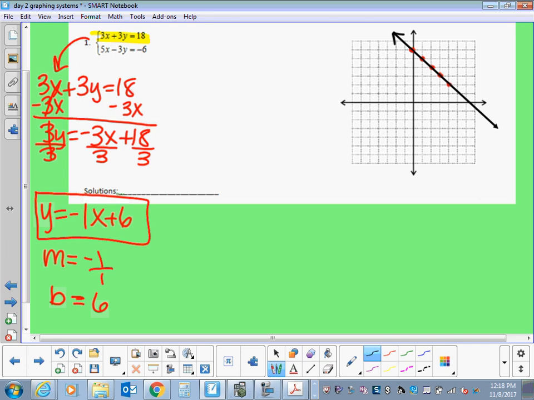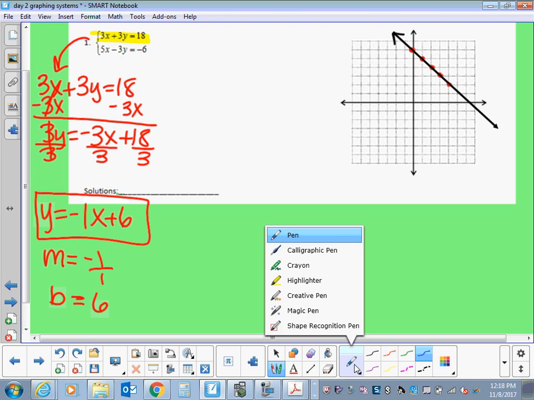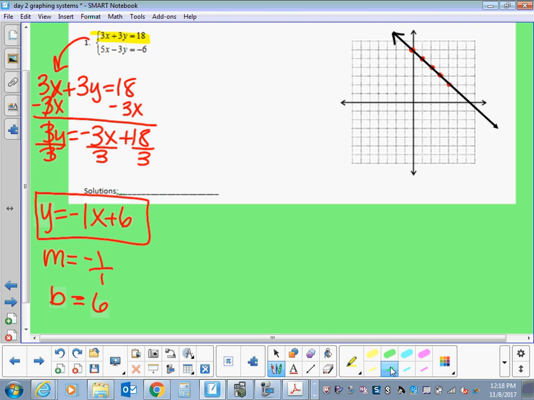So we already graphed one line. Let's graph the other one. Isn't there a way to solve where you plug in what you got from the first one and the second one? Yes, but that way is much harder. So we're not doing it that way.